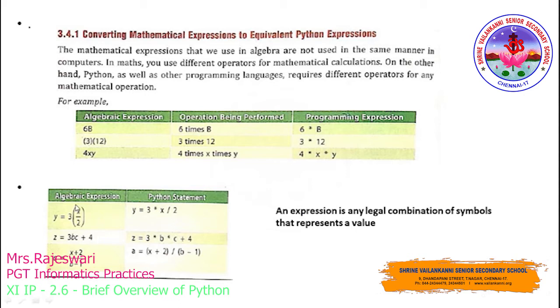And look at this example, an algebraic expression and the equivalent Python statement. So y equal to 3 into x divided by 2 is provided. So what you will do here: for 3 into, you have to provide an asterisk, x divided by 2, you will use the slash symbol for division, and you will write the Python statement. Much similar to that, we will write the respective algebraic expressions as Python statements. And an expression is nothing but a legal combination of symbols that represent a value. So by making use of the symbols along with the operands, we will get a value in an expression.